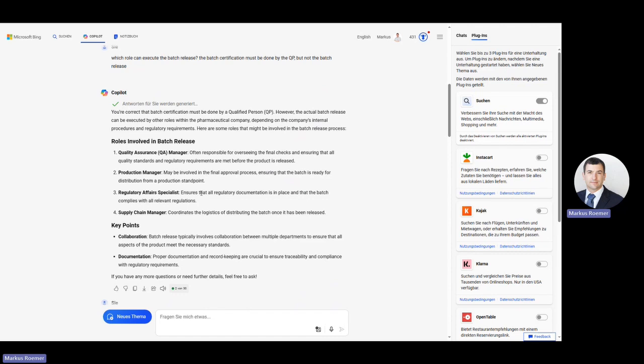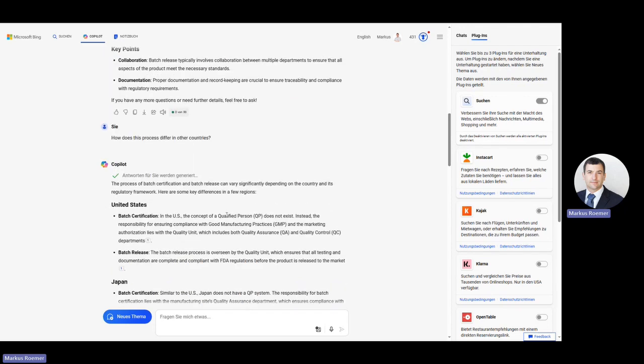Important is that before the batch release is done, the person must really be sure or get a record that the QP has certified the batch. Again, batch certification, the most important quality decision. Nowadays, we often talk about a quality decision. This is the typical batch certification principle.